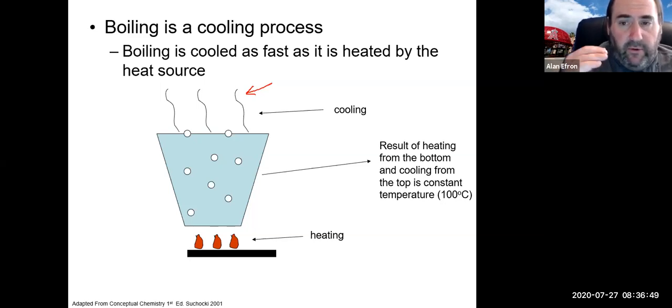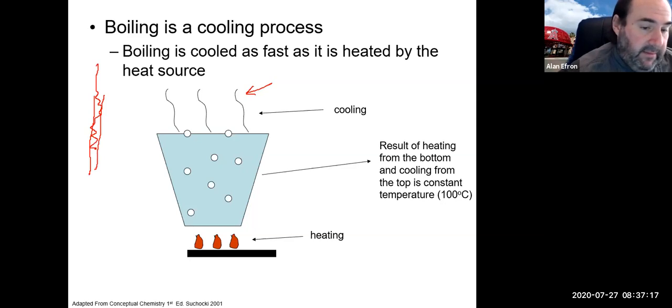So we cool it from the top as quickly as we heat it from the bottom. That's why, if you've ever put a thermometer in in the laboratory, a lot of the thermometers you see in the chemistry laboratory top out at about 101, 103, something like that. People are often concerned: oh wait, my thing is boiling. Do I have to worry about my thermometer rising way above 100 and breaking?